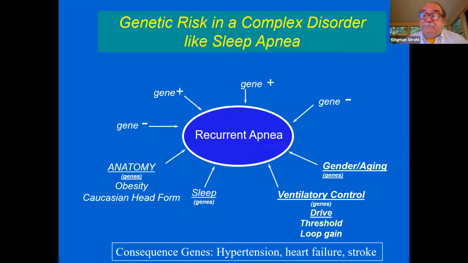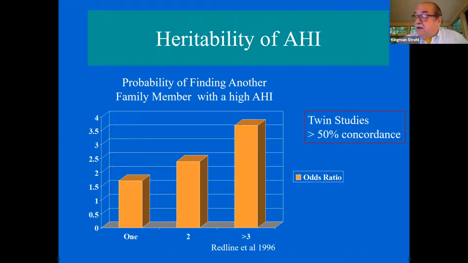So is there a heritability to AHI? This was twin studies as well as other studies in the family. Susan Redline, 1996, did family studies in Cleveland, and this comes from that data set. It asked, if you had one person in your family, what was the likelihood of finding another person in your immediate family with sleep apnea? And then what if you had two people in your family? And then three? You can see that there's a stepwise increase in finding other people in your family that have sleep apnea.